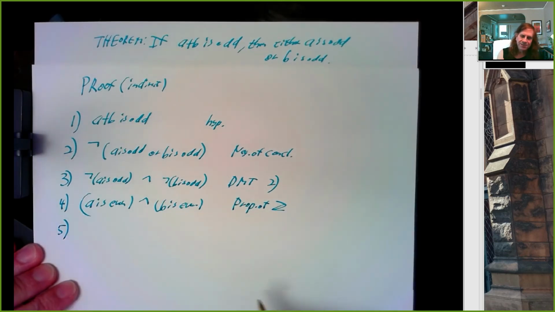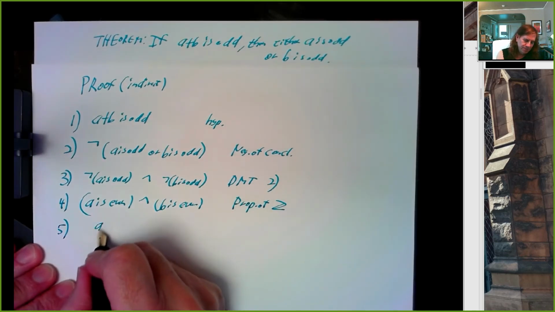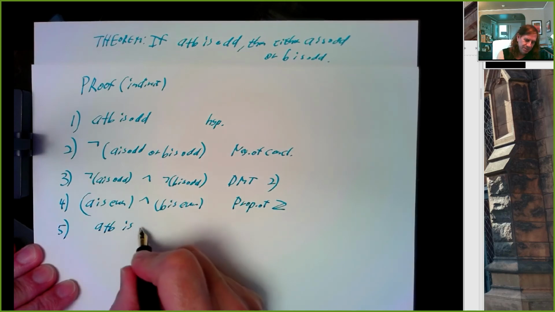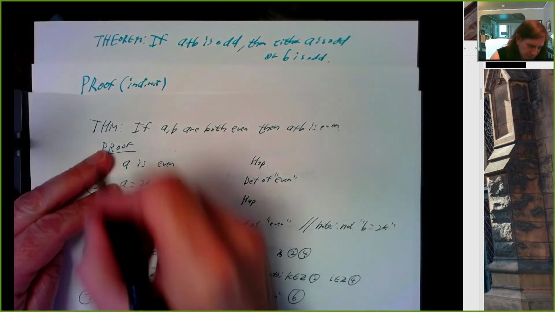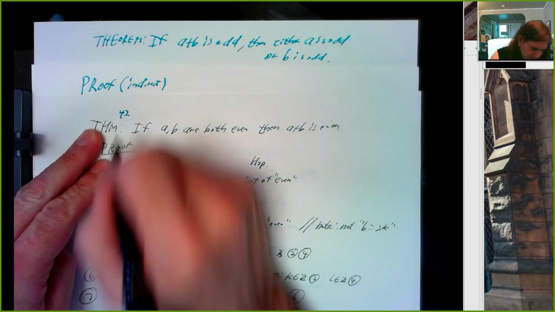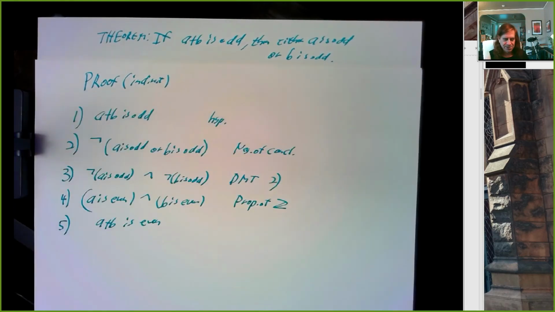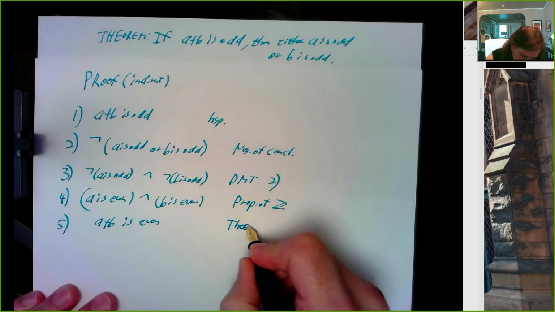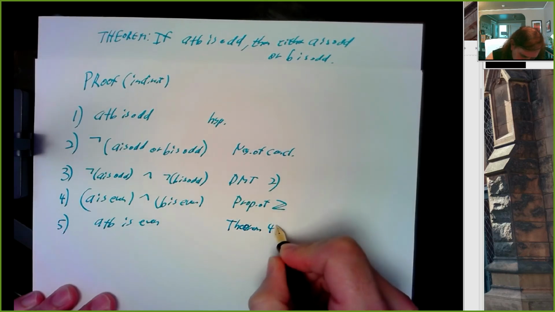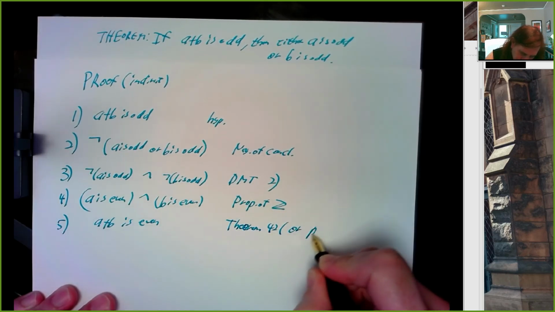Well, if A is even and B is even, what do we know? A plus B is even. So this was theorem 42. And so the reason for this is theorem 42. Or prove this.